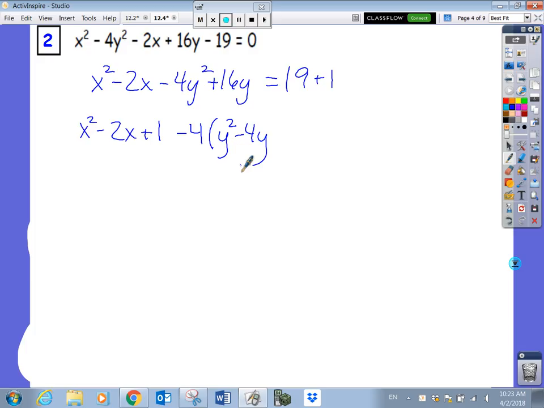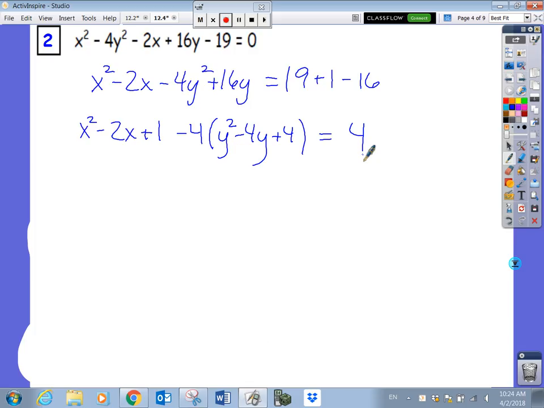So 2 squared is 4. But since we factored something out, we have to multiply before we add it to the other side. So 4 times negative 4 is negative 16. So we have to add a negative 16 to the other side. If we put a negative 16 on the left, we have to put a negative 16 on the right. And then add those numbers and you get 4.